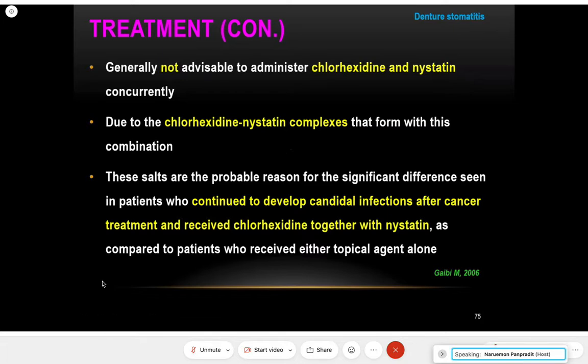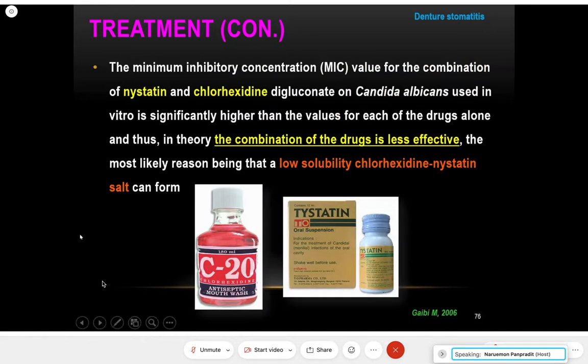Just leave some time between them so they don't come into contact, because they form a chlorhexidine and nystatin complex. If they form the complex, they reduce the effectiveness of both medications. But if you prescribe different kinds of drugs, check whether they mention this complex. Okay.